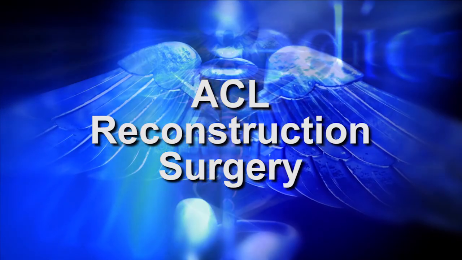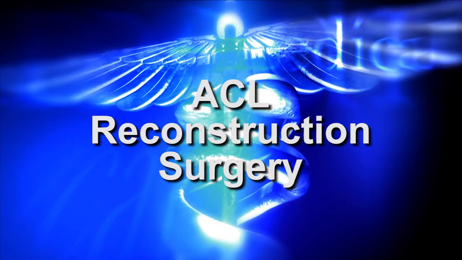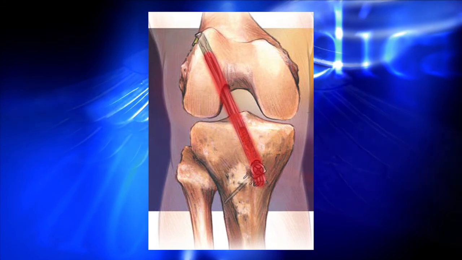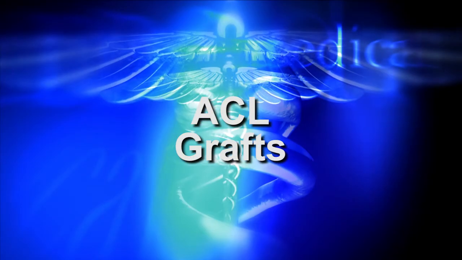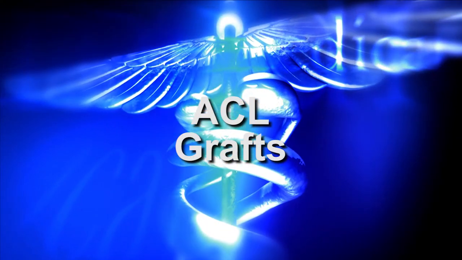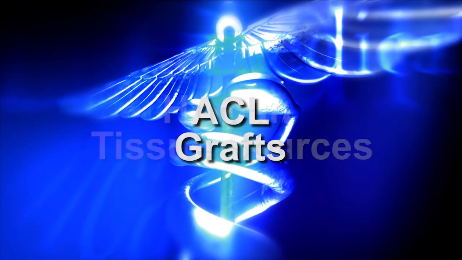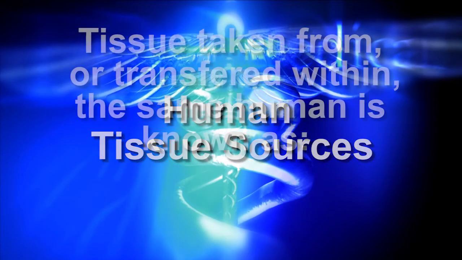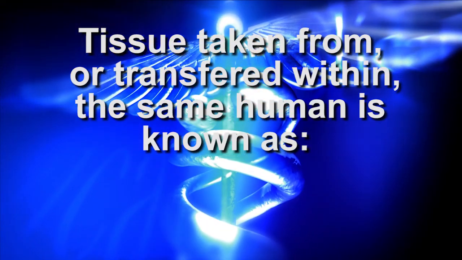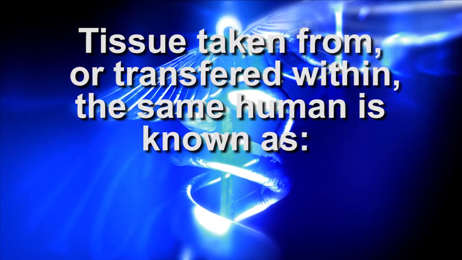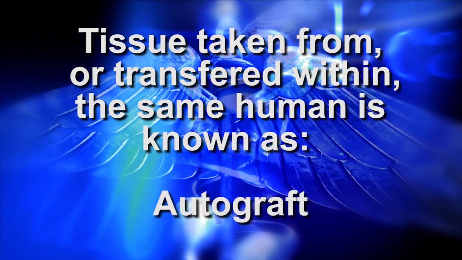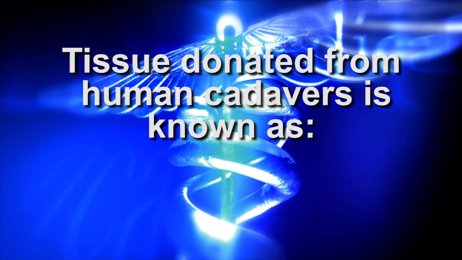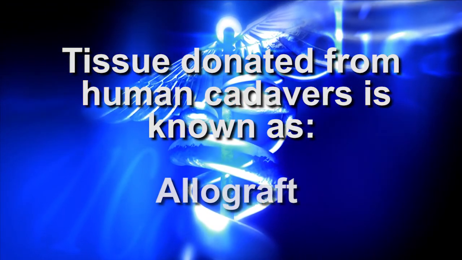All ACL reconstruction surgeries use a substitute material to recreate the ACL's function. These are known as ACL grafts. Many materials have been used for ACL reconstruction, but currently only human tissue is used for ACL grafts. Tissue taken from the patient requiring the ACL reconstruction is known as an autograft. Tissue donated by cadavers is known as an allograft.